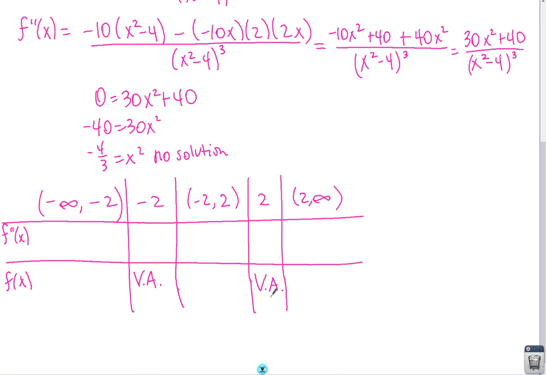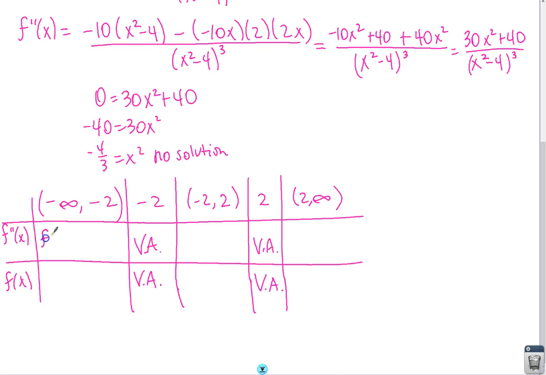Let's find out, okay? And also, if my function doesn't exist, if I have a vertical asymptote on my original function, coincidentally, here I still have a vertical asymptote on my second derivative because I still have x squared minus 4 in my denominator, and so I'm still going to have 2 and negative 2 not work in my denominator. So still vertical asymptotes, okay?